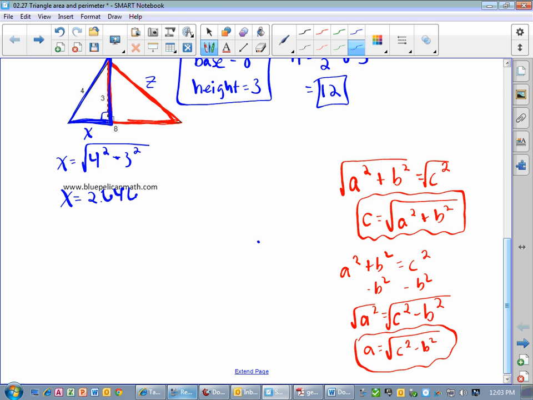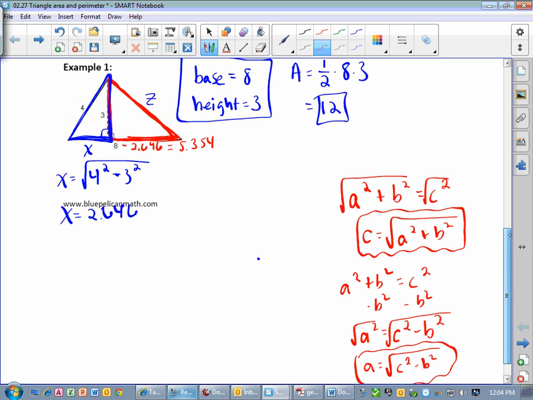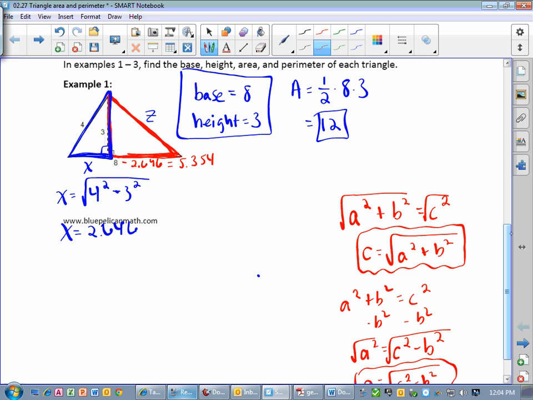So how long is this length right here? How do we get it? Subtract. So 8 minus 2.646, and we get 5.354. So now we can find the actual length we were originally looking for.